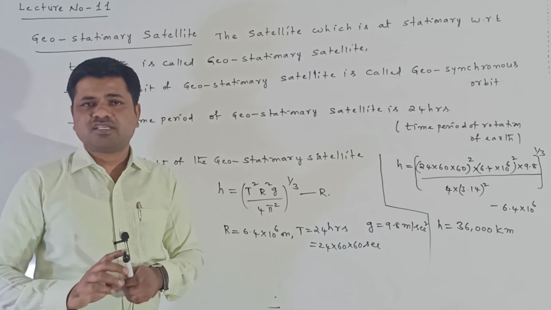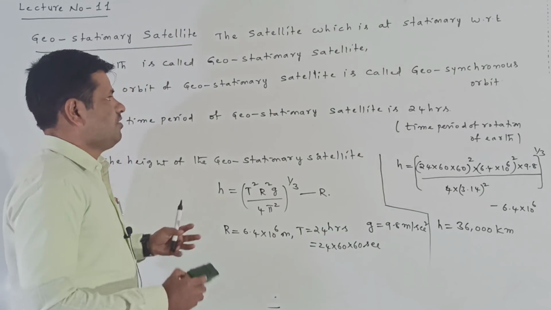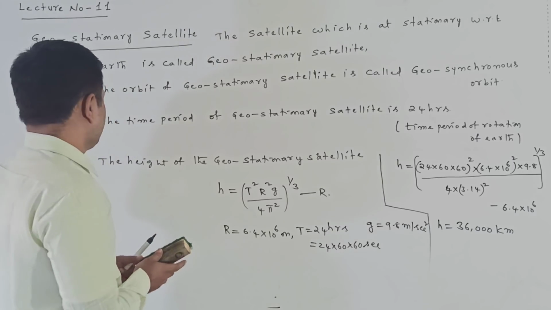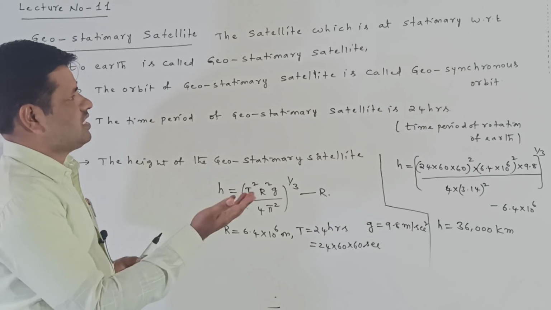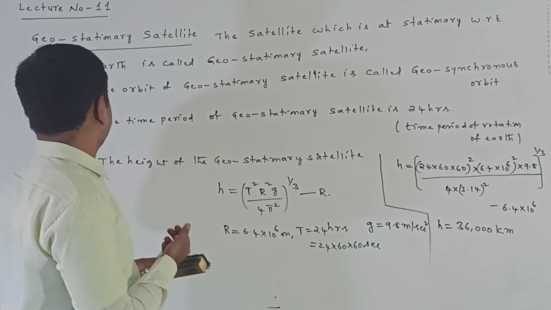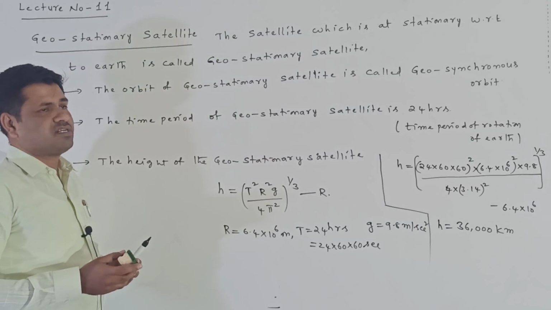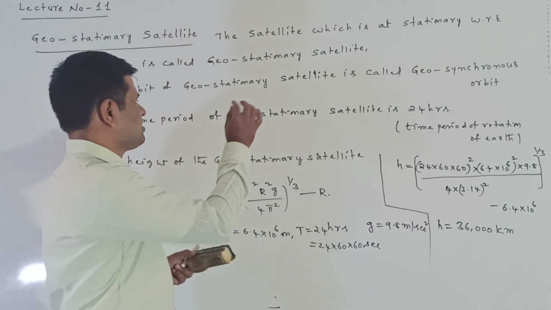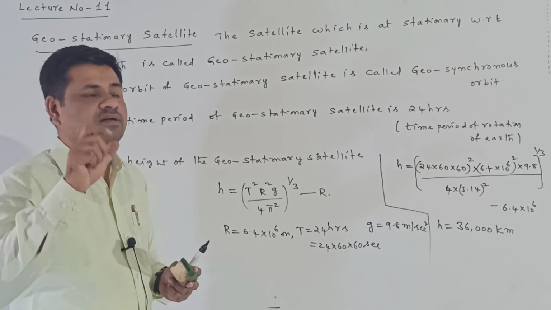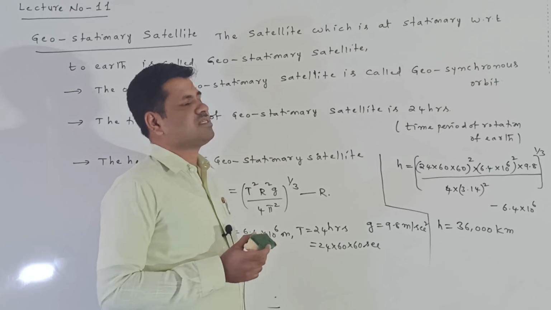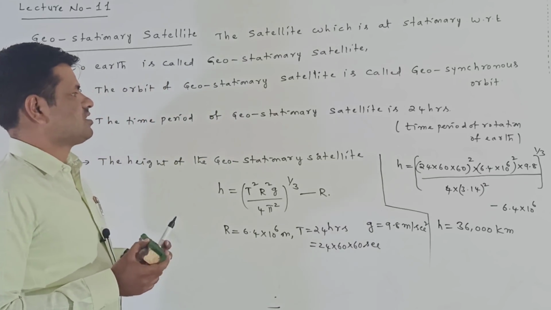We will observe with the diagram how the geostationary satellite is revolving. The satellite which is at rest, or stationary, with respect to Earth is called a geostationary satellite. The orbit in which the geostationary satellite revolves around the Earth is called a geosynchronous orbit.